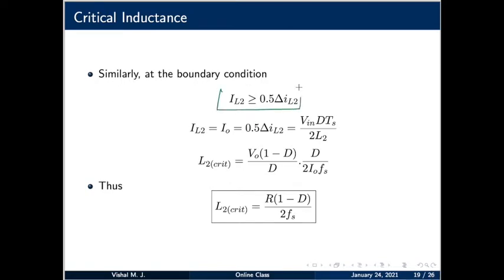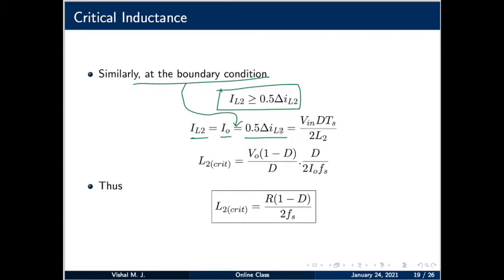IL2 should be greater than or equal to, at the boundary condition, 0.5 times the ripple in IL2. So IL2, which is the average output current itself, is equal to 0.5 delta IL2. This equal to is because of the boundary condition. At the boundary condition, they are equal. Above, if it is in CCM, it should be greater than. But since we are trying to find out the critical inductance, we take the boundary condition, which is equal to.